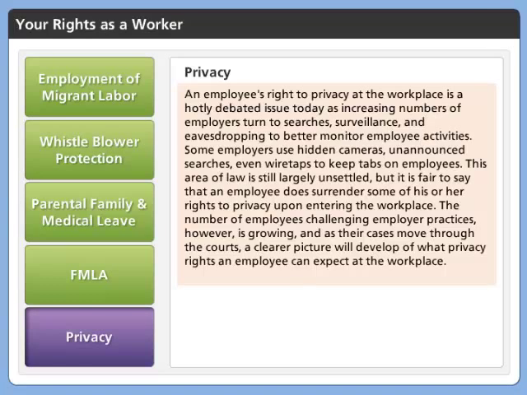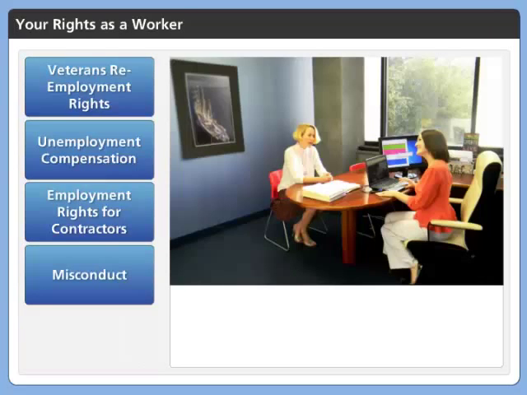This area of law is still largely unsettled, but it is fair to say that an employee does surrender some of his or her rights to privacy upon entering the workplace. The number of employees challenging employer practices, however, is growing, and as their case moves through the courts, a clearer picture will develop of what privacy rights an employee can expect at the workplace. Please click on the tabs provided for you on the left to continue learning about your rights as a worker.